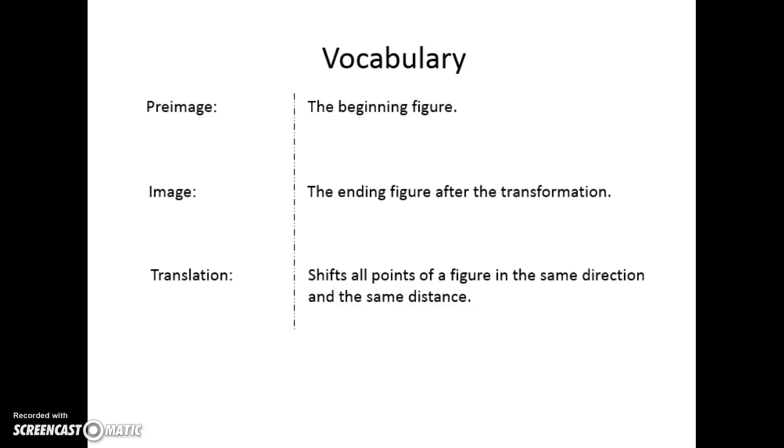And then translation is something that shifts all the points of a figure in the same direction and the same distance. So a translation is not going to change the shape of the figure. It's just going to move it up, down, left, and right.